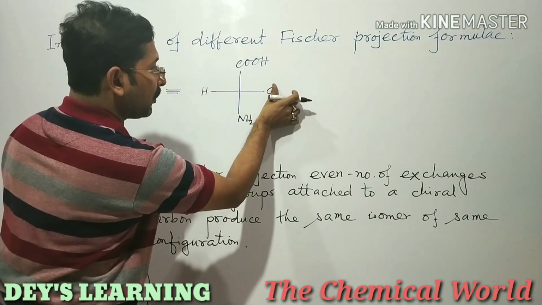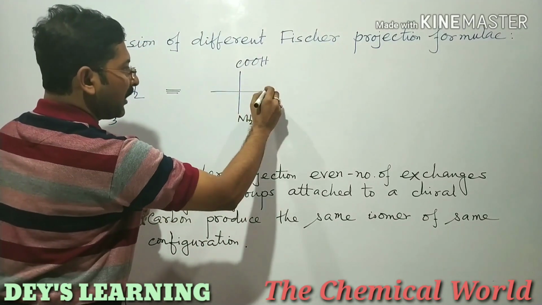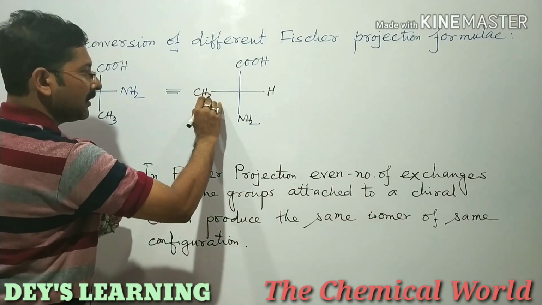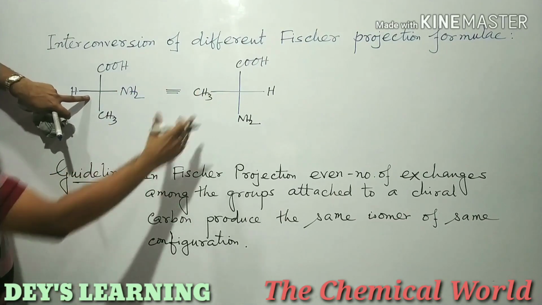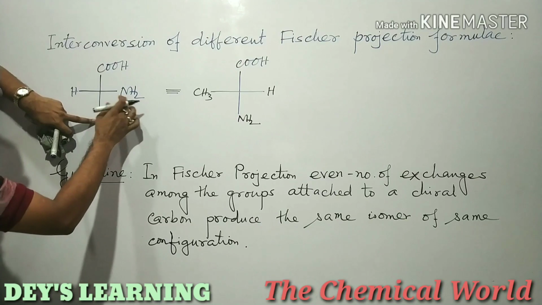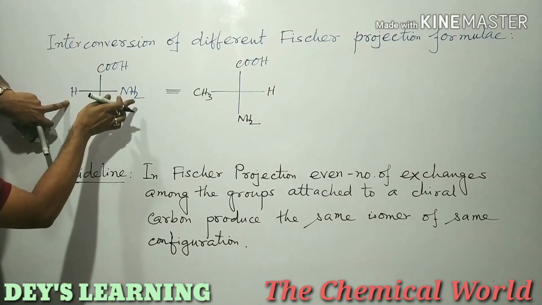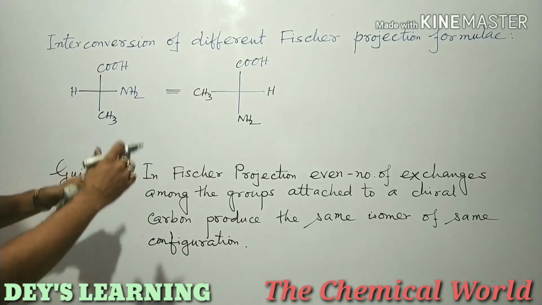Now if we interchange between this hydrogen and CH3, this is hydrogen here and CH3 here. Now this configuration of this chiral carbon will be identical. There are two exchanges: CH3 goes there, NH2 comes here, and CH3 goes there, hydrogen comes here. So two exchanges produce the same configuration of the same isomer.